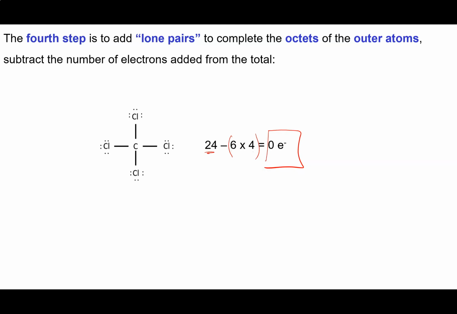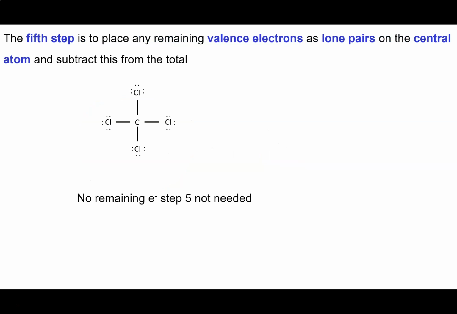So at this point, if we don't have a molecule where every atom has a complete octet, we can't add any more electrons. All we can do is move electrons around. So our fifth step, and we don't need to do it in this case, is if we had any electrons left over after completing the octets on the outer atoms, we would put them on the central atom. But in this case, we had 0 electrons left, so we don't need this step.